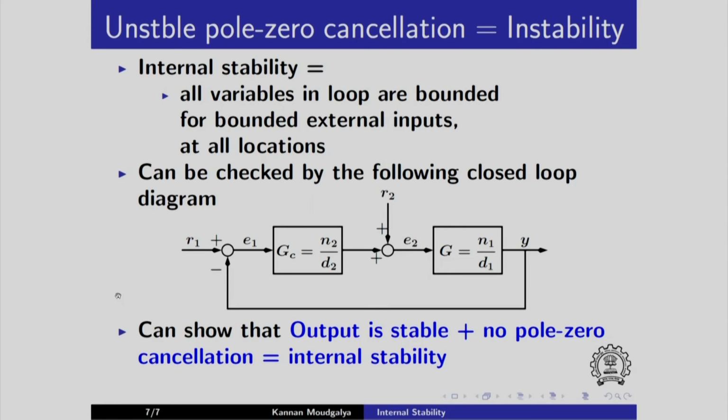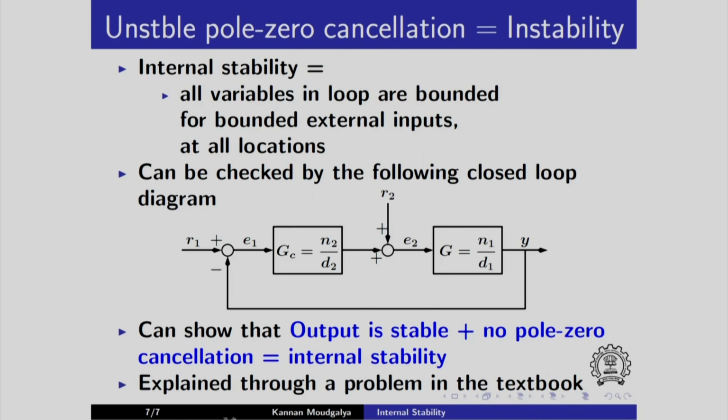The converse also is true, namely if the output is stable and there is no unstable pole zero cancellation, then we can show that the system is indeed internally stable. I am not showing that here, but it is explained through a problem in the textbook. I encourage you to try the problems at the end of the chapter in the book.